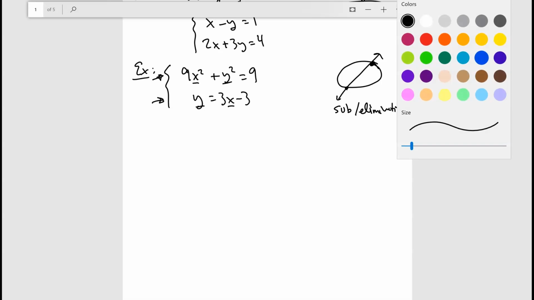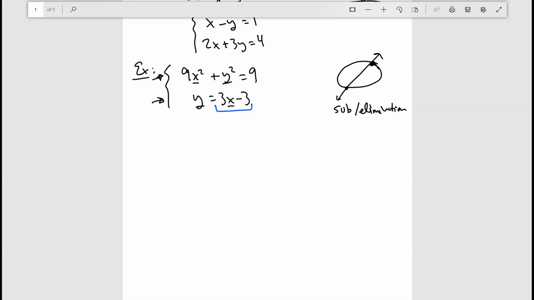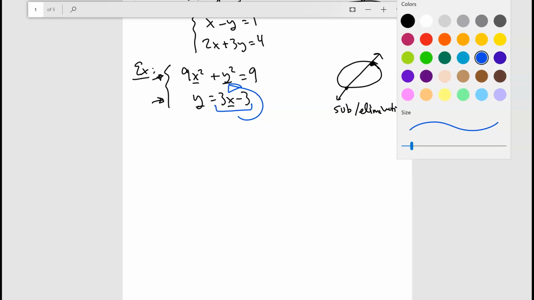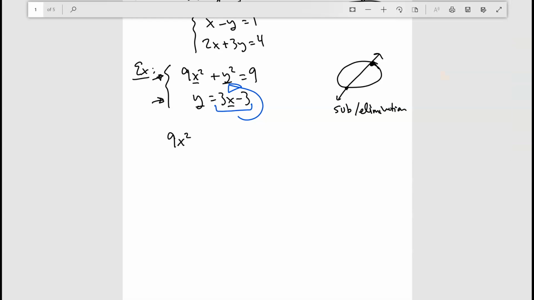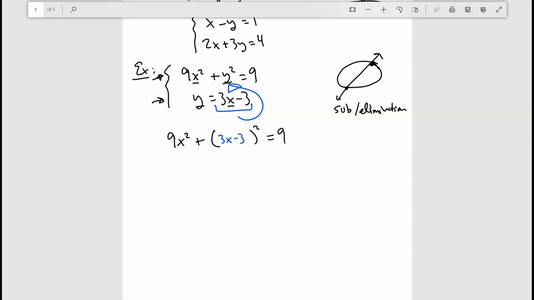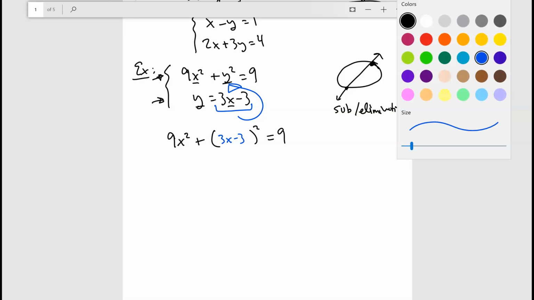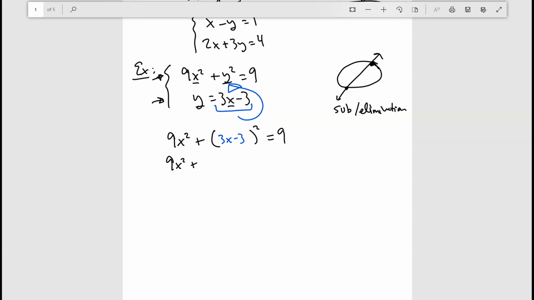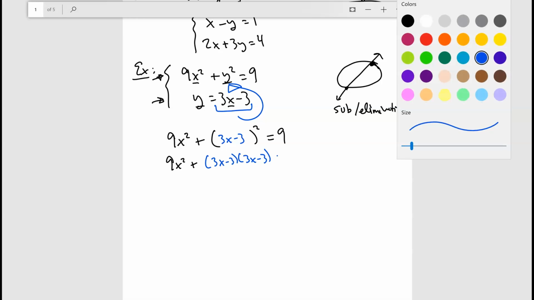So what I'm going to do is substitute this 3x minus 3, because y equals that, into the other y. So what we have is the following. We have 9x squared plus parentheses squared equals 9. And what exactly am I plugging into that parentheses? What I'm plugging in is that 3x minus 3. So what is this going to give me? This is going to give me 9x squared. This means that I have two of them, so I have to FOIL this out. This is 3x minus 3, 3x minus 3. And then the other part is just going to be equals 9.